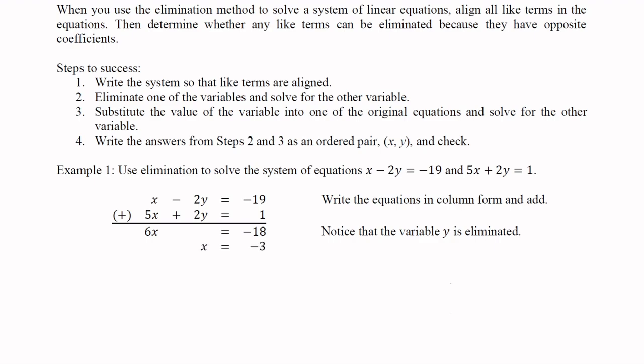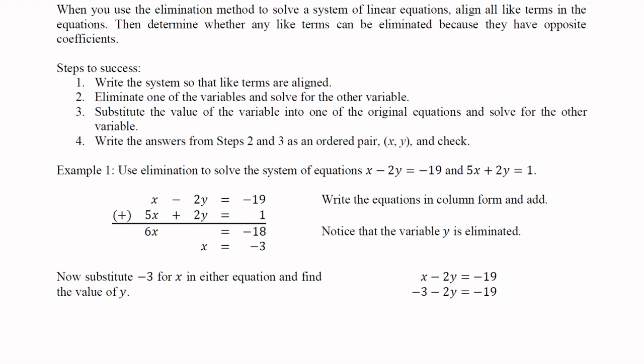That allows us to solve for x by dividing each side by 6, which gives us x equals negative 3. Now that we have negative 3 as our value for x, we're going to substitute it into either equation and find the value of y. I will always suggest using the equation that looks easier to work with. In this case, x is all by itself in the first equation, so I'm going to plug it into the first equation, add 3 to each side, and then divide by negative 2 to get y equals 8. So now that we have an x value and a y value, you can write the solution as negative 3, 8.